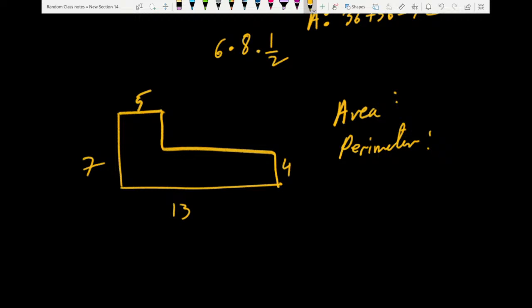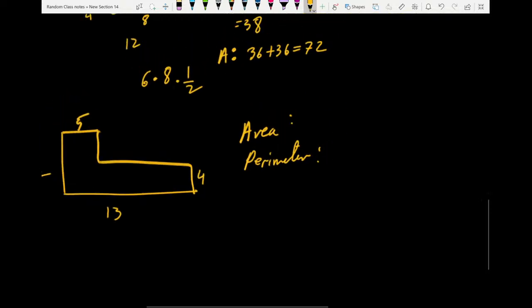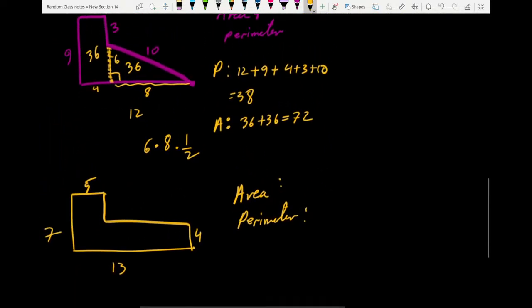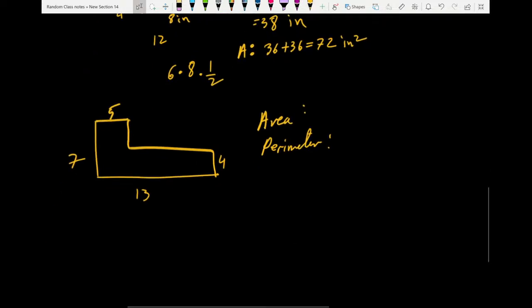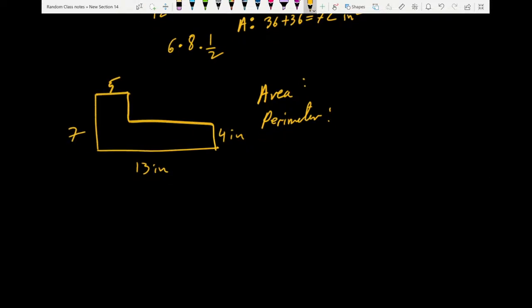All right, let's see. What's the area? Oh, I made a mistake, guys. I should have said inches, and the area would have been inches square, and the perimeter would have been inches, because on the quiz it matters. So let's say inches again. Let's find the area. Right away, this is pretty easy. 7 times 5.